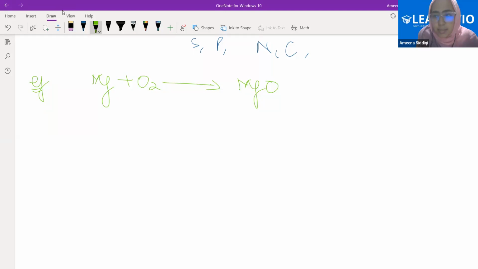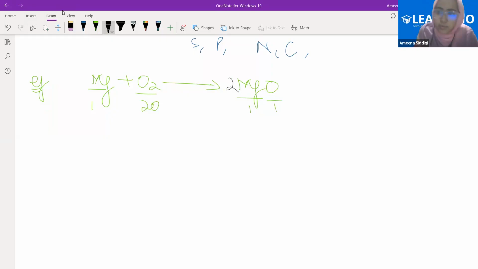So now quickly balance it. What is the metal here? First step, metal. Magnesium is metal. How many magnesium atoms here? 1. And how many in the product? 1. So that is balanced. Now the non-metal, we don't have any non-metal here. Third, oxygen. How many oxygen atoms here? 2. How many here? 1. Clearly not balanced. So we'll add a 2 here. Now oxygen is balanced.